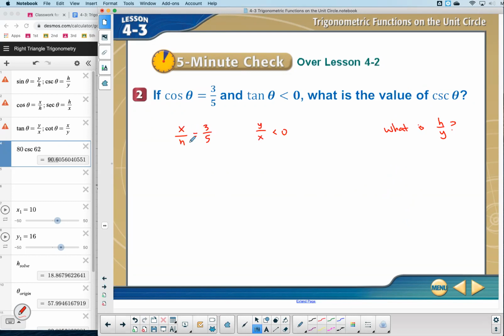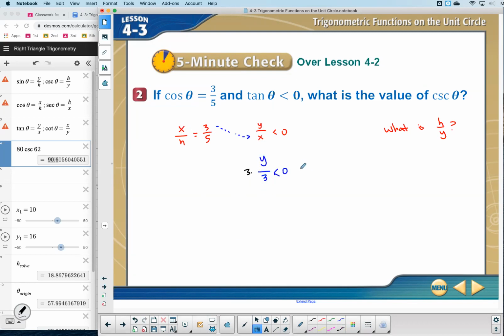I know x is 3, h is 5, which means right here, I could say that y divided by 3 is less than 0. So I just substituted. I took this and I'm going to plug that in right there. So I got y divided by 3 is less than 0. Now I don't know what y is, so I can solve for y right here. How do you get rid of a division by 3?